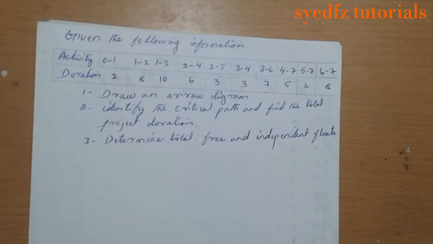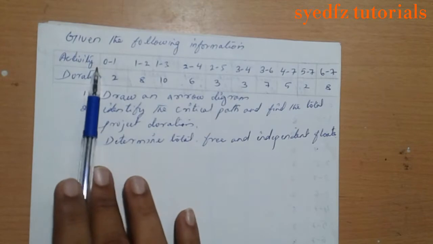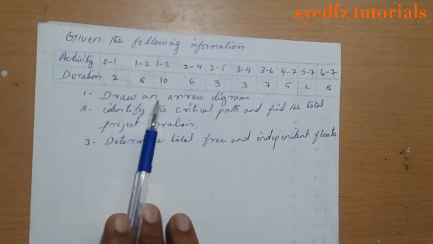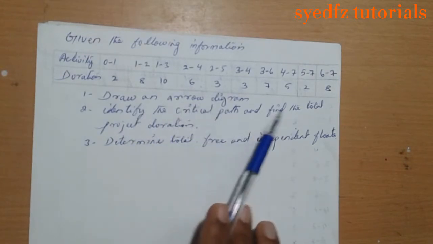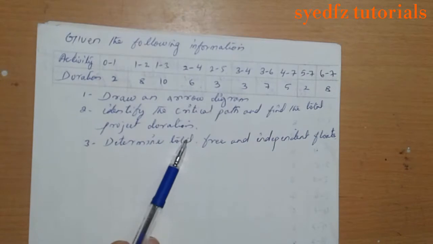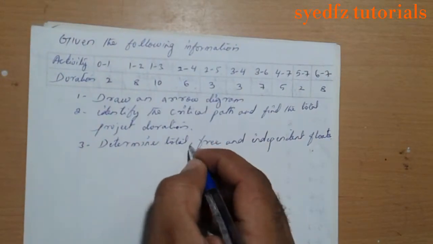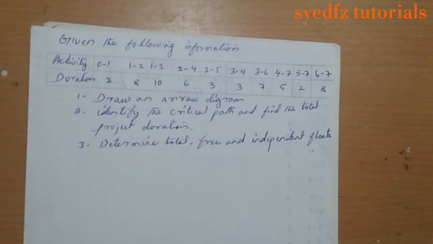This is an example question I have written here. Given the following information, this is the activity, this is the duration. What we have to do: draw an arrow diagram, identify the critical path and find the total project duration. Determine total, free and independent floats also.